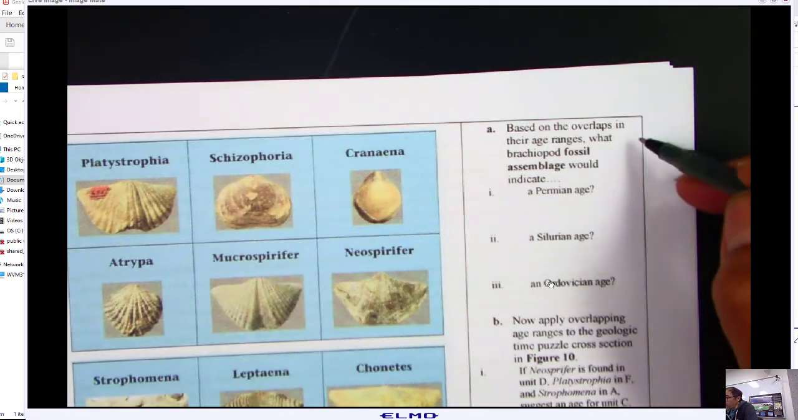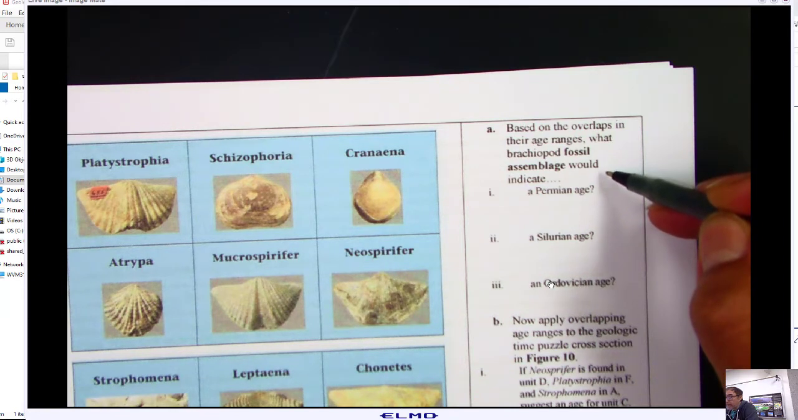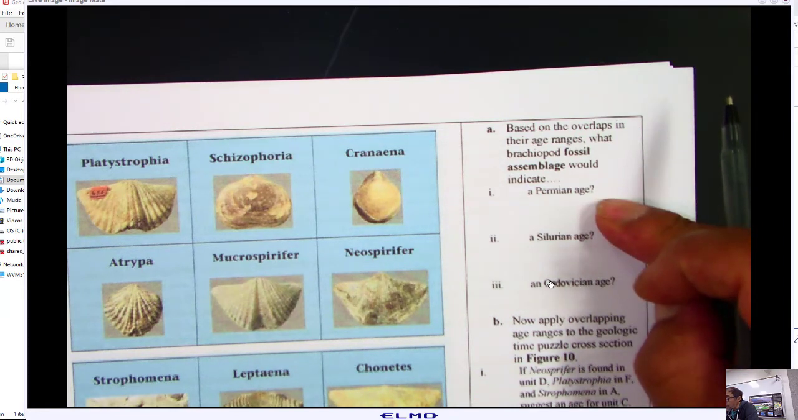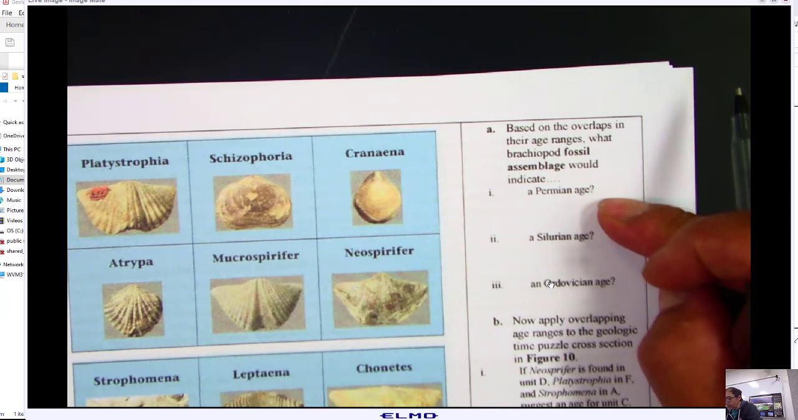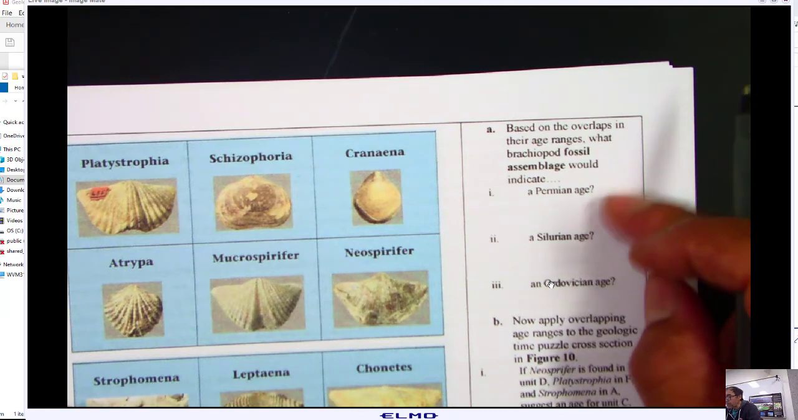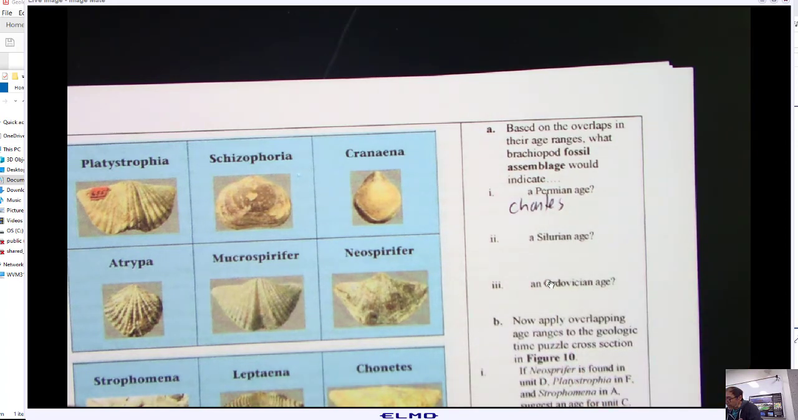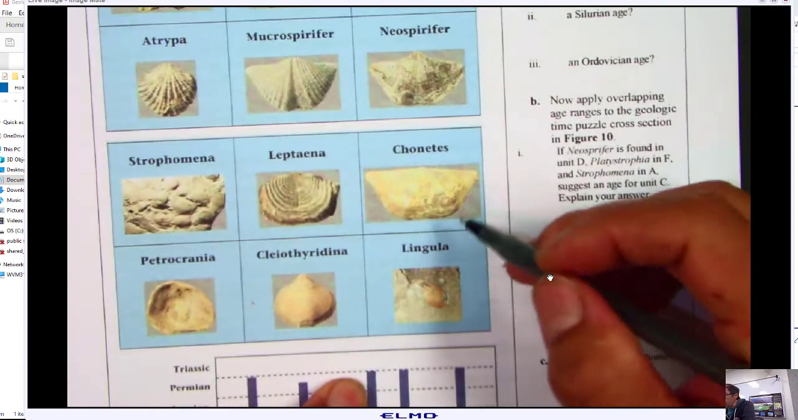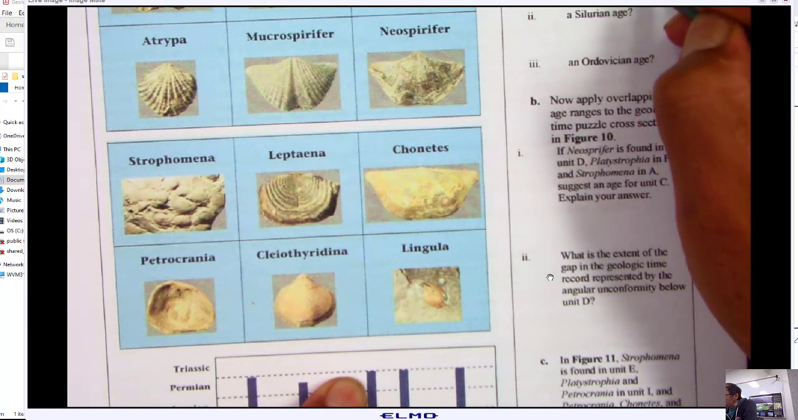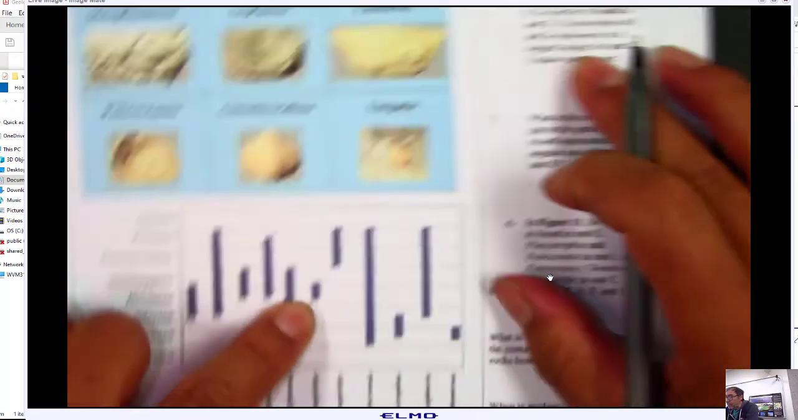Based on the overlaps in their age ranges, what brachiopod fossil assemblage would indicate a Permian age? So what assemblage? So one that would have this fossil, right? A Permian age, you would have to pick Contes here. We'll put Contes. Also, we could have Neurospifera, right? This guy down here. So let's put that one here, Neospifera. So you can just put two there, right? Contes, Neurospifera, two.